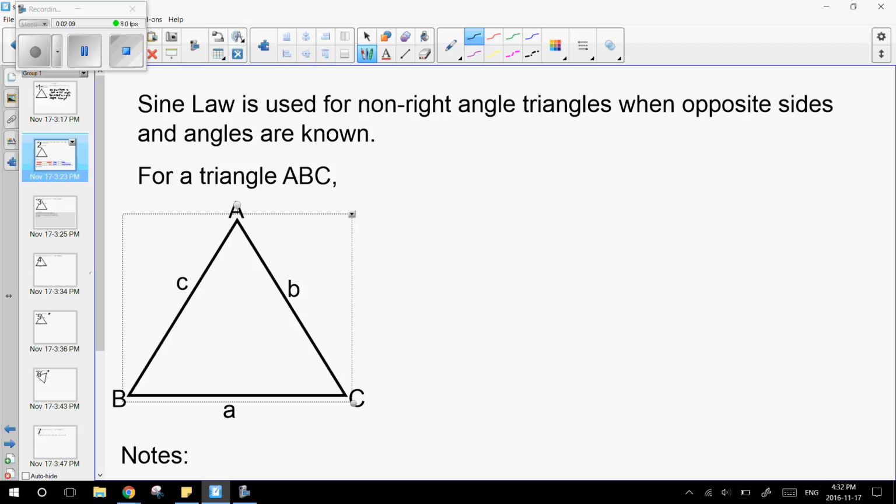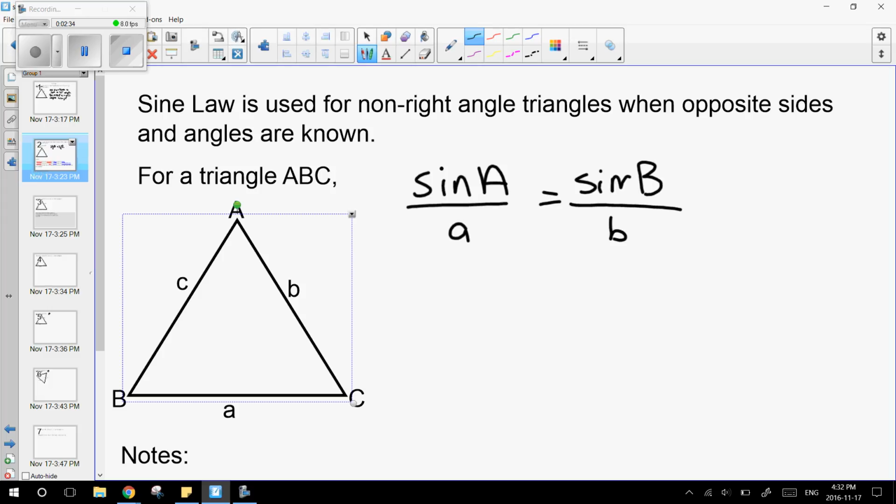So when we have our triangle here, it's a non-right angle triangle, our sine law, we have our ratios using our opposite sides. So sine of angle A divided by our side a, that gives us one ratio. We also have a ratio of sine B divided by the side, little b. And our last ratio of sine angle C divided by little c.